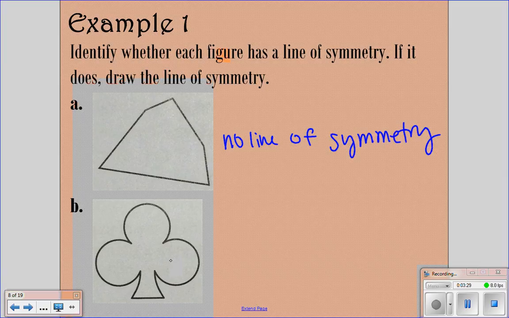For this one, there is a line of symmetry. It is right down the middle here. And so it says identify if it has it, and if it does, then you want to draw it. And so I drew my line of symmetry, and that's all you have to do there.